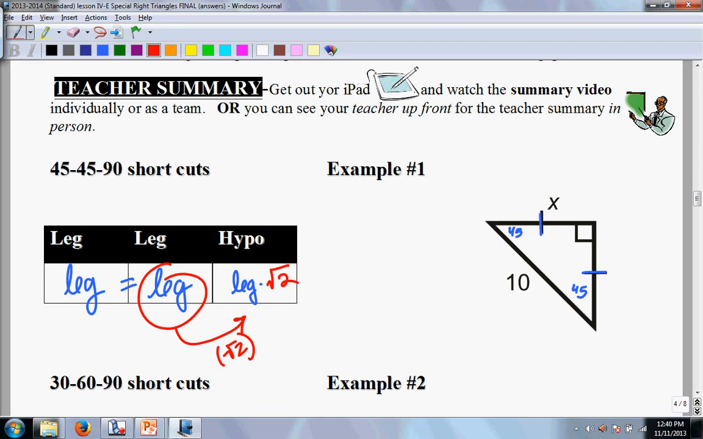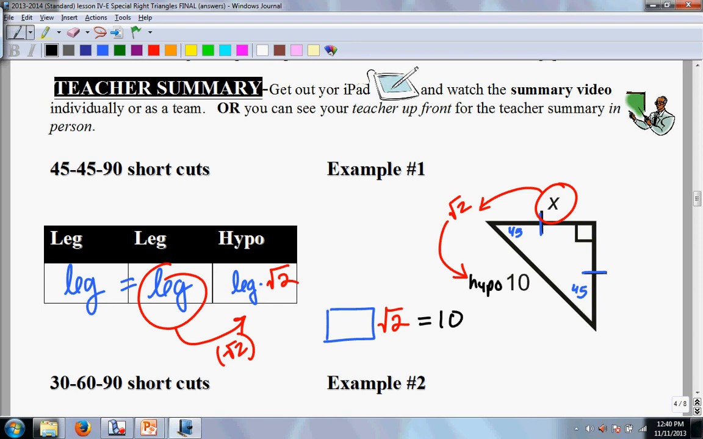Now, it's very important you understand that root 2 is not just artificially tacked on. It's like a function box. So coming here to your example, we're given the hypo. We want to find x. So this is what you're thinking: something times root 2 gives you 10. Looks like this: something times root 2 gave us the hypo of 10.